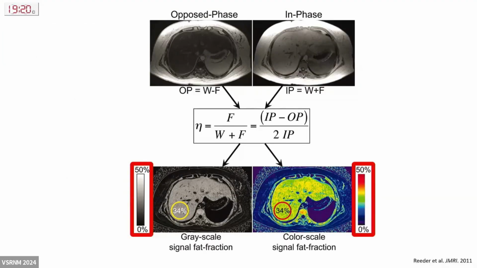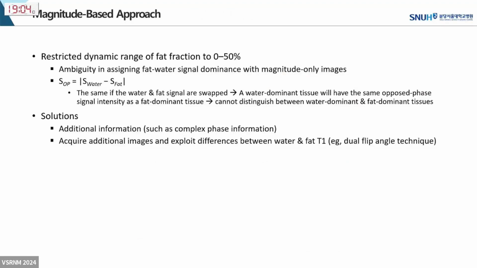Fat fraction maps can be calculated on a pixel-by-pixel basis and displayed in grayscale or in color. However, it should be noted that the dynamic range of fat fraction from this magnitude-based method is limited to 50%. This restricted dynamic range occurs because only the magnitude of the difference between fat and water protons is considered. Resolving this problem requires additional information such as phase information, or methods that acquire additional images and exploit differences between water and fat T1.